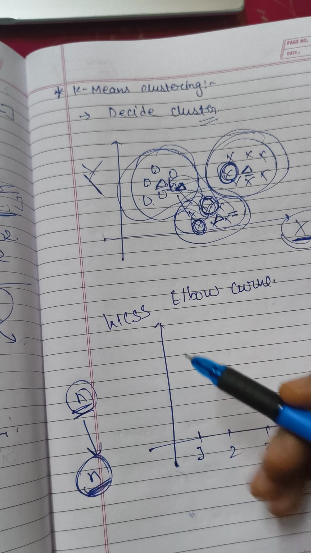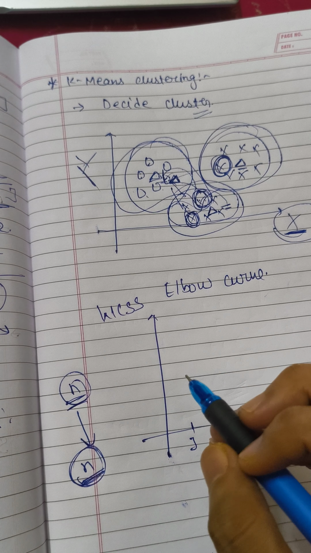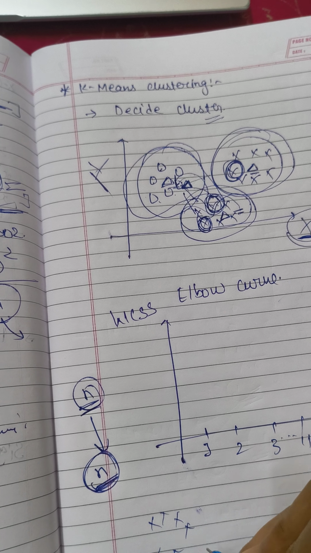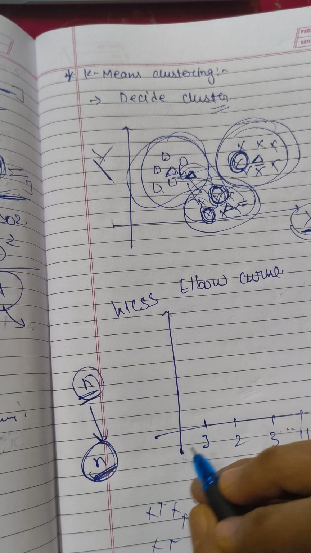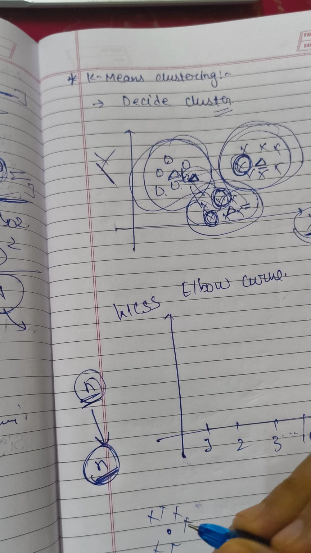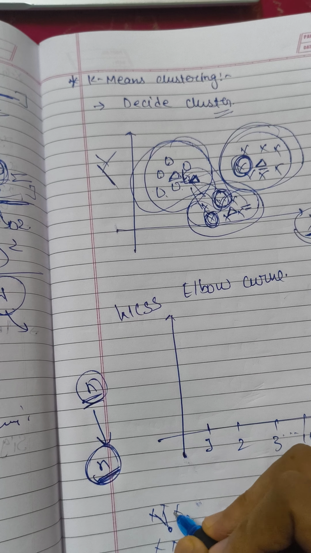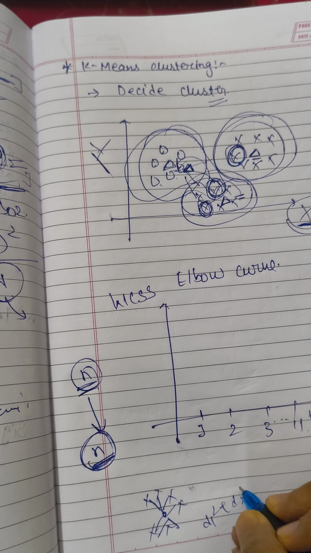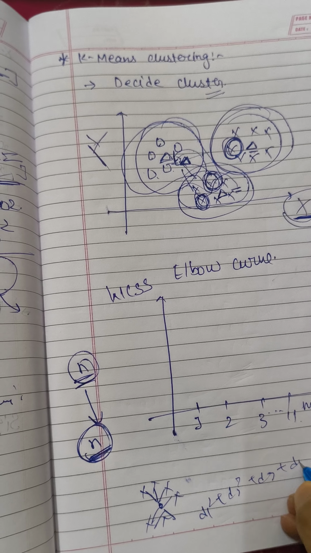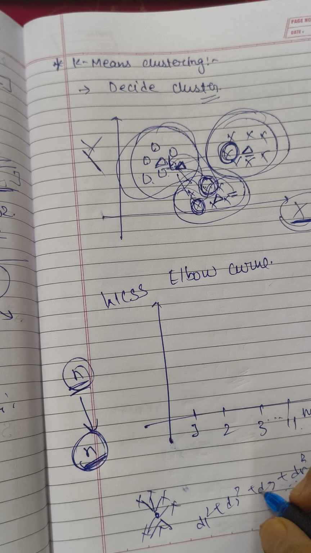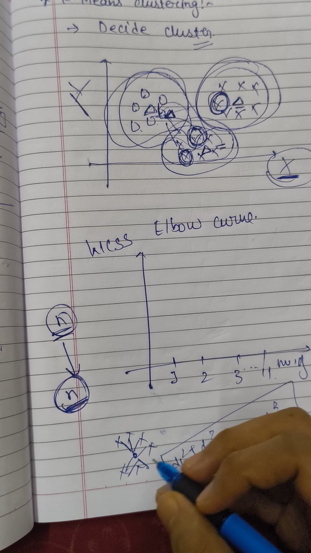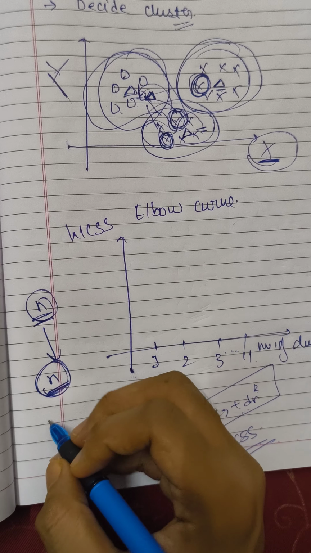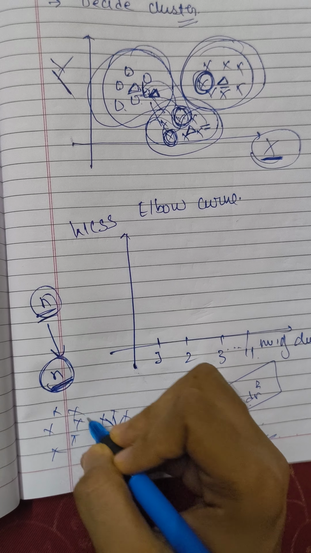Now how is the WCSS value defined? Defining WCSS is very easy. Suppose this is my data points, and I am going to make only one cluster. Then a centroid will be assigned, and the distances of all the points will be calculated from the centroid. D1 square plus D2 square plus D3 square till Dn square. The summation of all these values will give me the WCSS value for number of clusters equal to 1.